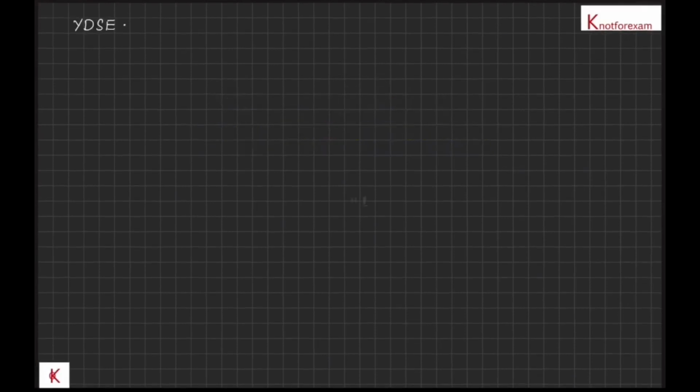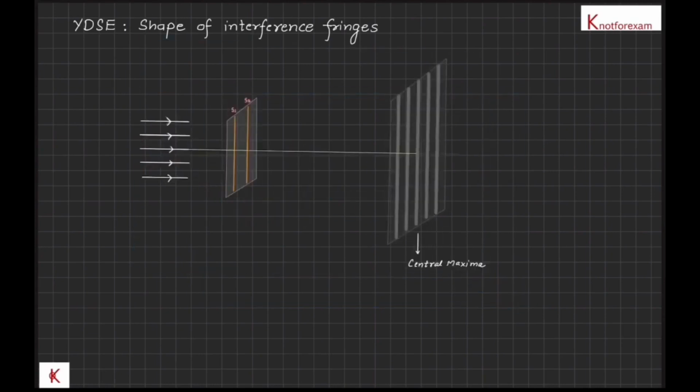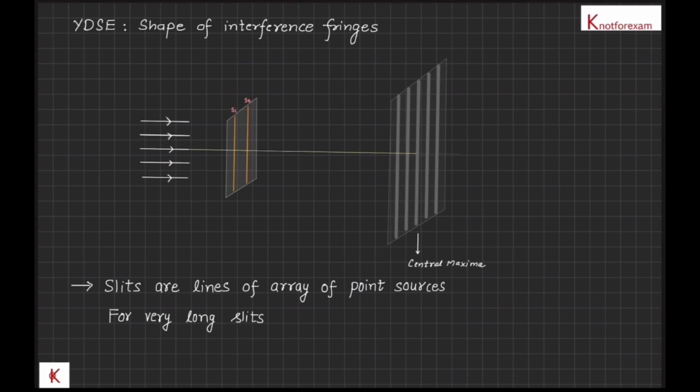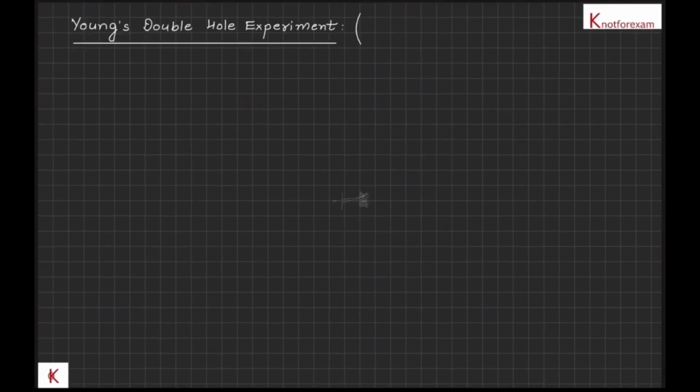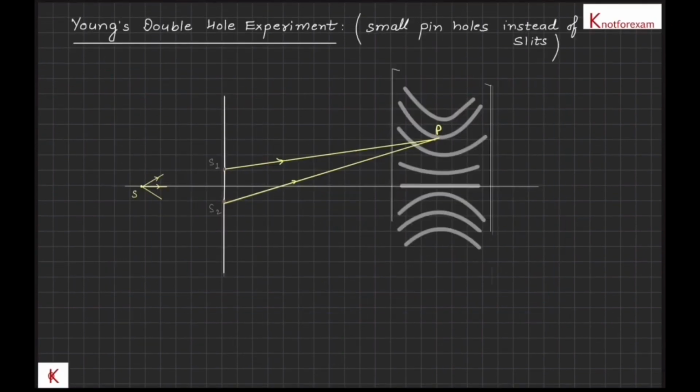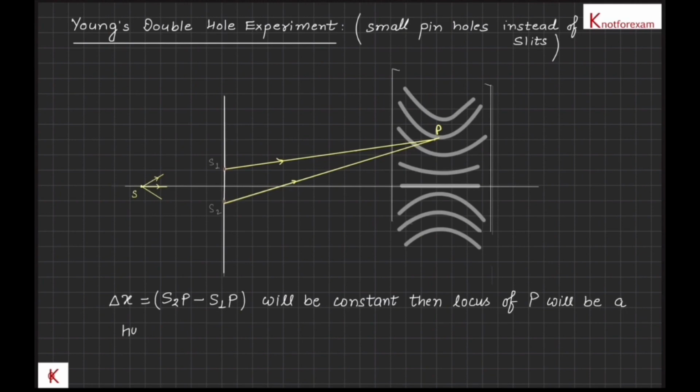We are going to talk about the shape of interference fringes in typical Young's interference experiments. If the sources are in the form of long slits, which can be assumed as lines or arrays of point sources, then in the central portion of the screen fringes are straight with equal spacing. As in the Young's double hole experiment, if there are point sources, then the same order of fringes is obtained where the path difference Δx, which is S2P minus S1P, will be constant, and by the property of a hyperbola, the locus of point P will be a hyperbola. Therefore hyperbolic fringes are obtained on the screen.